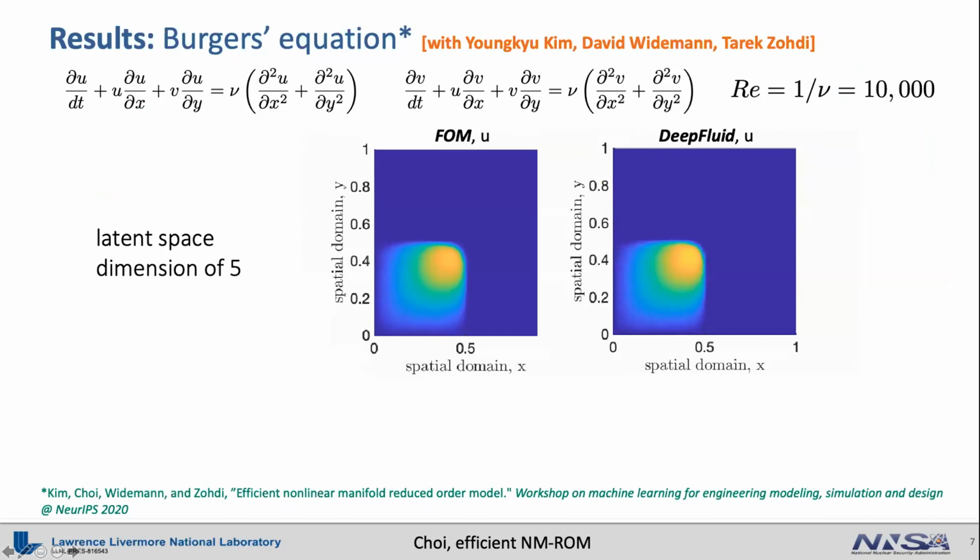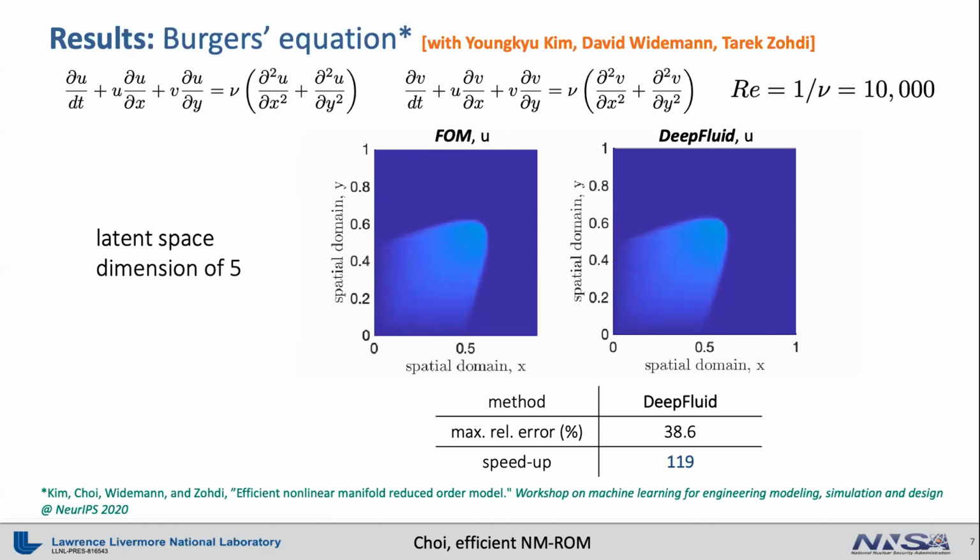We have applied this black box approach to the 2D Burgers equation, where the simulation is very advection dominated and a shock front is formed and moving, as you can see from the movie. The full order model and DeepFluid solutions are very similar in eyeball norm, while DeepFluid gives a speed up of greater than 100 using a latent space dimension of only 5. However, quantitatively, DeepFluid gives a maximum relative error of 38.6%.